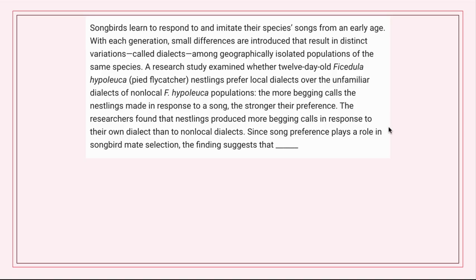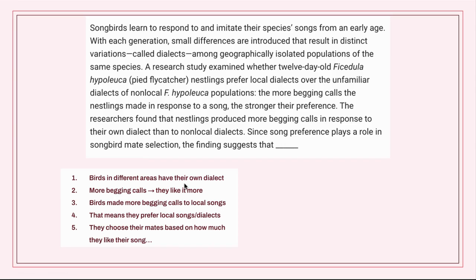Now, this one is kind of weird because it just throws in mate selection. It doesn't really talk about it here. But it does say since song preference plays a role in choosing your mate, which means they listen to a potential mate's song to see if they like them or not. If I go according to the logic, that probably means that they choose their mates based on how much they like their song. And if they like local songs more than foreign dialects, they probably choose mates from their local area over other places.